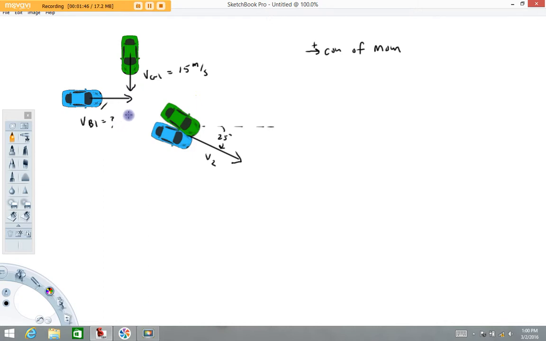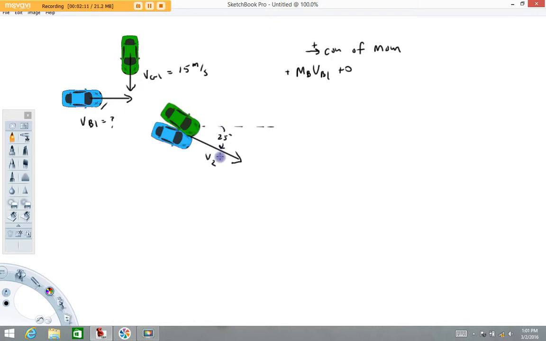one momentum term only. The blue car has a momentum equal to mass of the blue car times VB1. That momentum would be positive because the velocity points to the right. The green car doesn't have a momentum in this direction. We could put a 0 here if we wish, or we could just leave it blank. All right. Now we're going to take a look at the momentum after the impact.